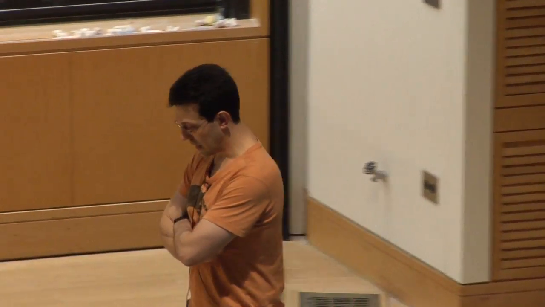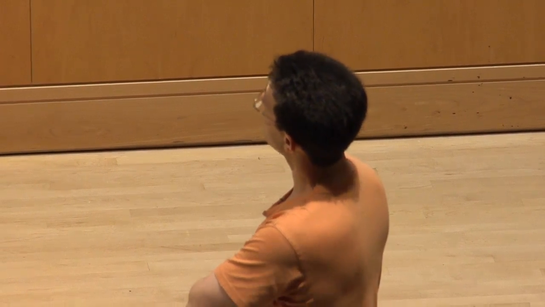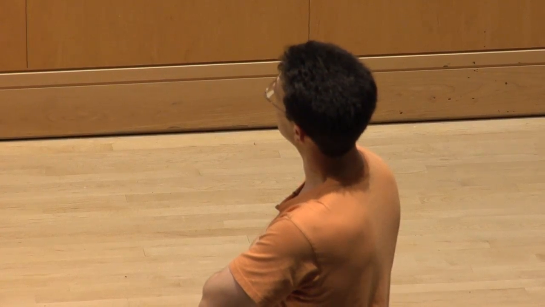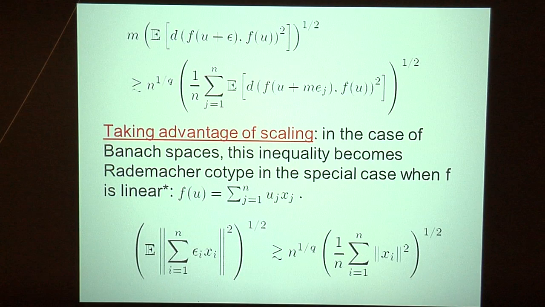And the idea is that the link between this and cotype is that in Banach spaces we can rescale things. So in the case of Banach spaces, if I take f of u to be some sum of u_j x_j, then if you look up there, what is f of u plus epsilon minus f of u? It's just the sum of epsilon_i x_i, if it's linear. So the top row is just the right-hand side of the inequality. And if I add u plus m e_j and I subtract f of u, but f is the sum of u_j x_j, then I just get x_j times m, and m cancels from both sides.